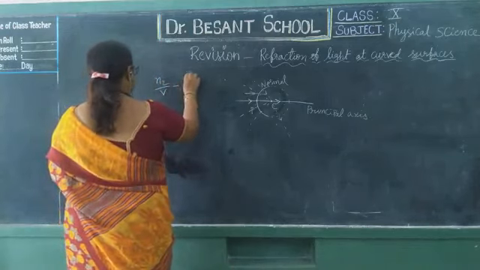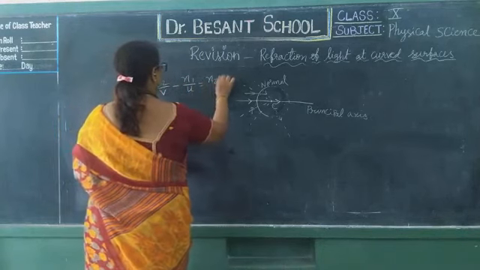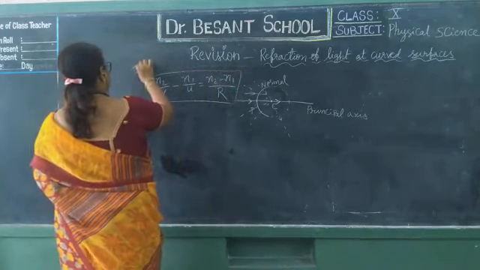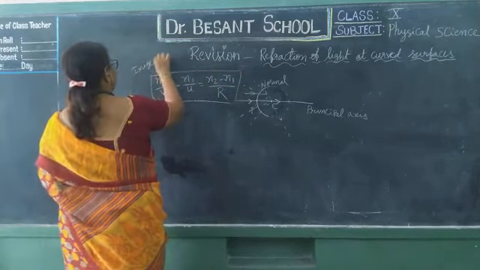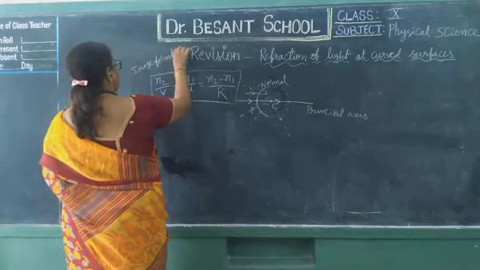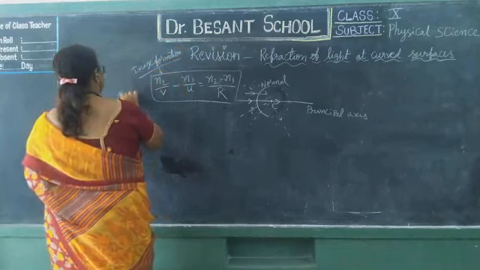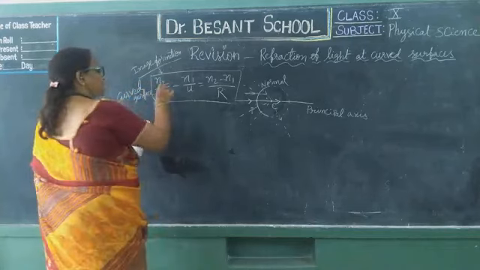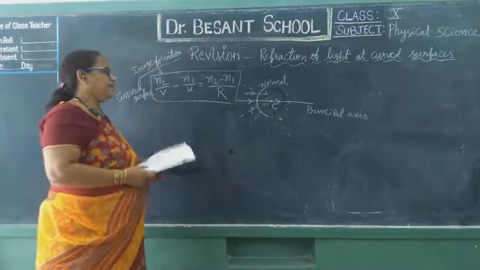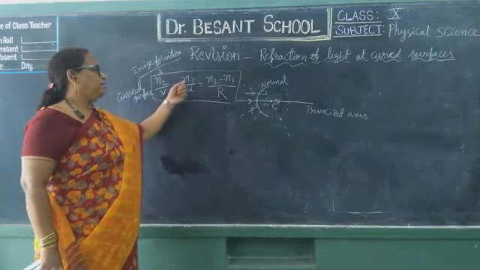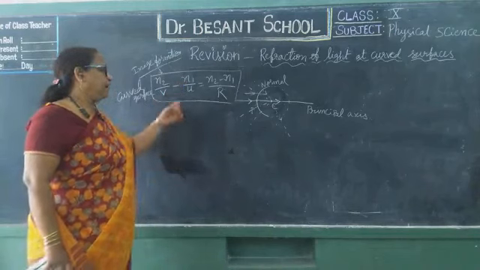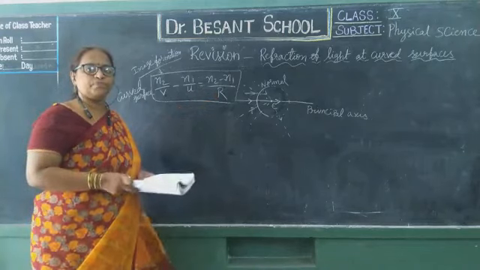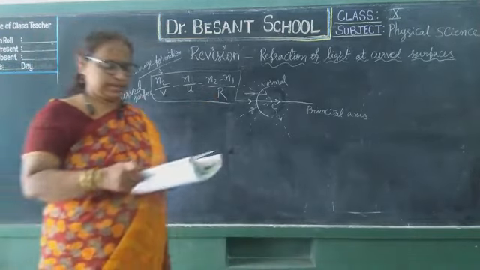N2 by V minus N1 by U equals N2 minus N1 by R. This is the formula for image formation for curved surfaces, where N2 is the refractive index of the second medium and V is the image distance, N1 is the refractive index of the first medium and U is the object distance, and R is the radius. Clear, children?